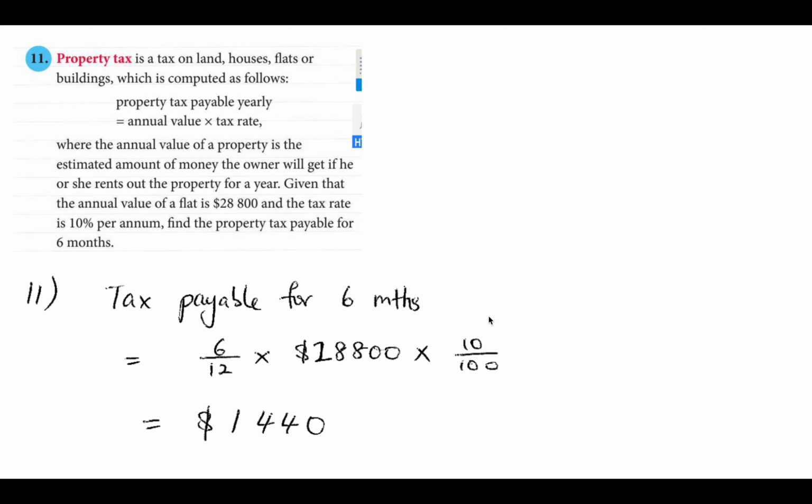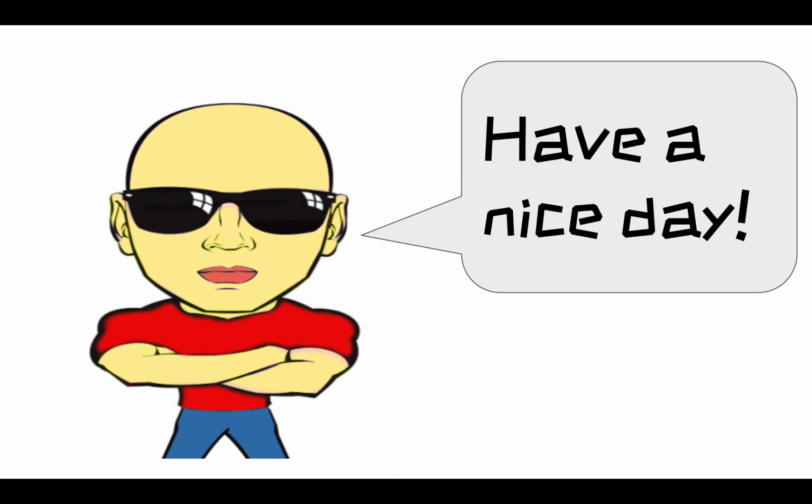So to find the tax payable for 6 months, we take 6 over 12. Why? Because when we are calculating the tax, it is actually per year, right? So since it's only 6 months, that will be half the year. So half, or 6 over 12, of the year. Then we have the annual value, multiplied by the tax rate, and the tax rate is 10%. So 10 over 100 is 10%. So we work that out, that will be $1,440.